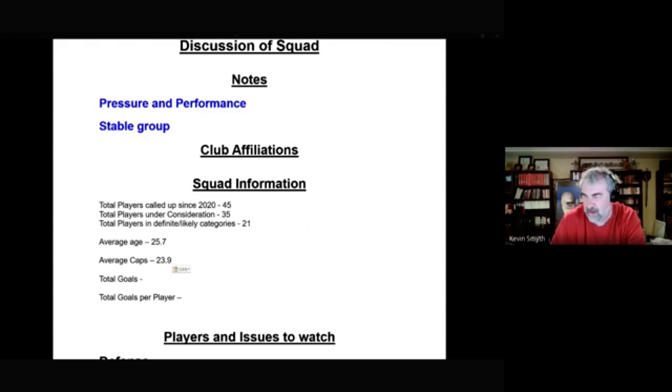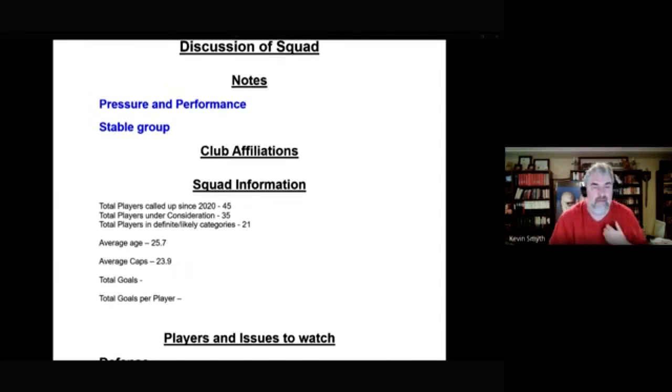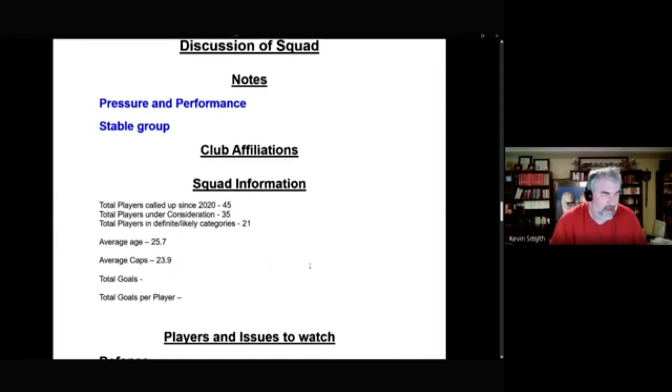And among players who have less than 10 caps, we have 10 players who have less than 10 caps. So 10 of the 35 in that category. So again, slightly less experience than other squads, but not to a worrying degree, as they have plenty of players with experience.